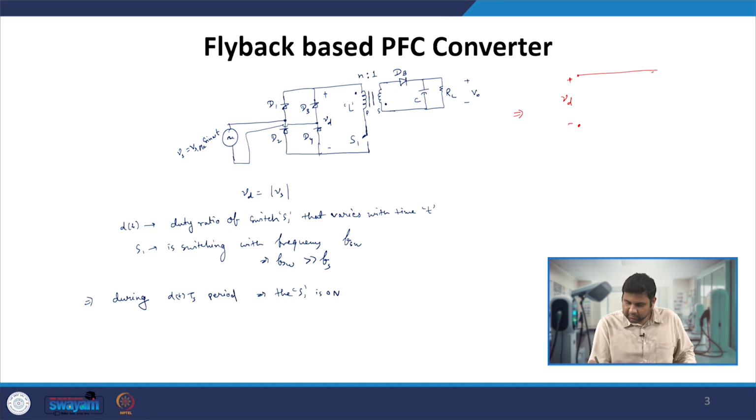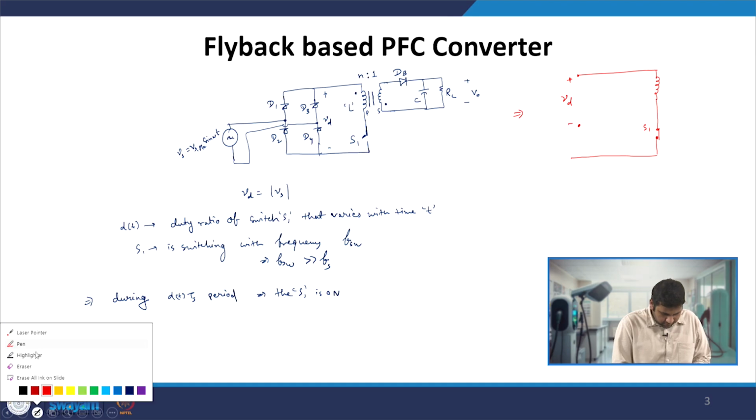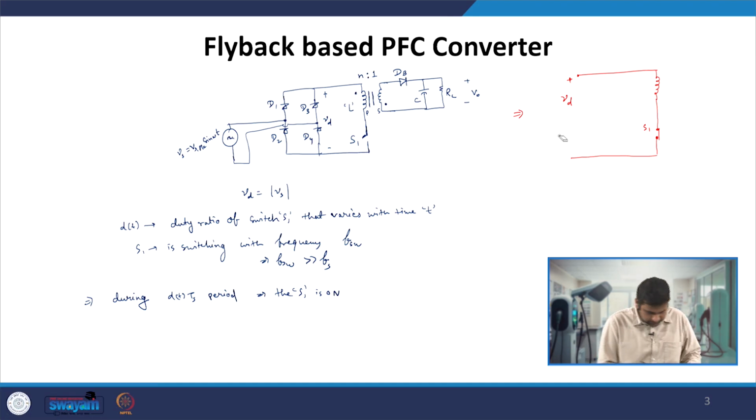What we have is something like an inductor here, and this S1 switch is on. Now this is the Vs, the S1 switch is on, and here the dot polarity is here, and we have another dot polarity.